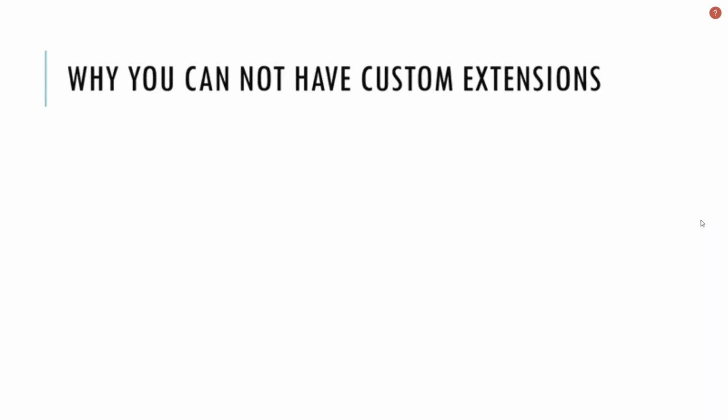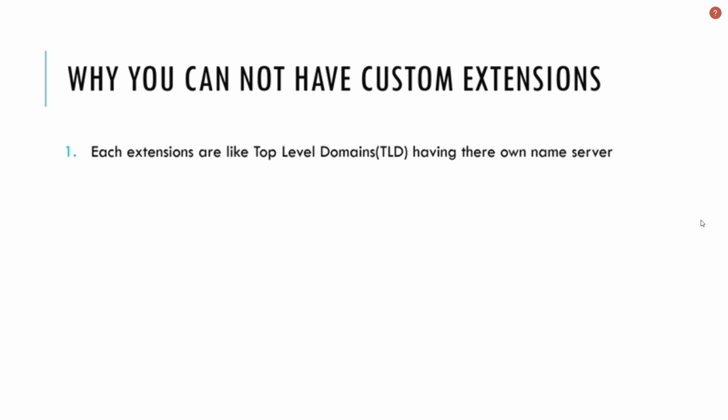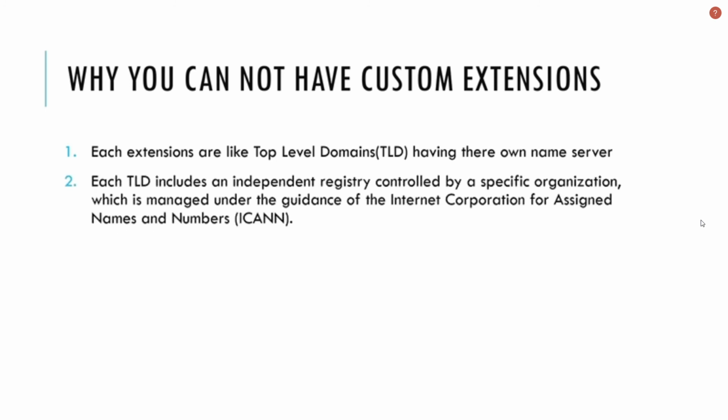At the very end, we will try to answer why you cannot have a custom extension like google.sandeep instead of google.com. Each of the extensions is registered with ICANN, be it .com, .in, .de, anything. Those top level domains have their own name servers, which have the records for the corresponding domain names and IP addresses. To set up a .sandeep extension, I would need to register a top level domain with ICANN, which is quite a costly affair, and it requires a lot of permissions from ICANN.